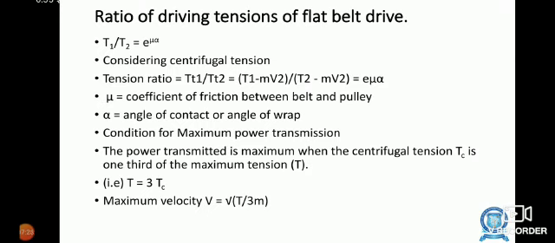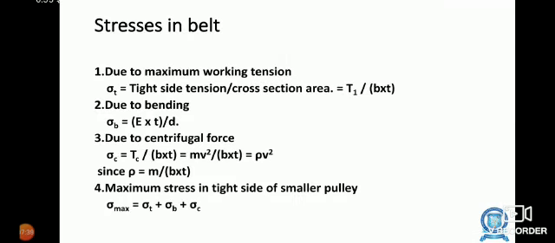Condition for maximum power transmission. The power transmitted is maximum when the centrifugal tension TC is one third of the maximum tension, that is, T equals 3 TC. Maximum velocity V equals root of T divided by 3m.